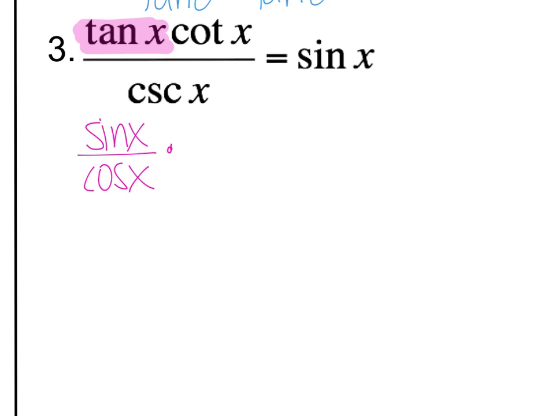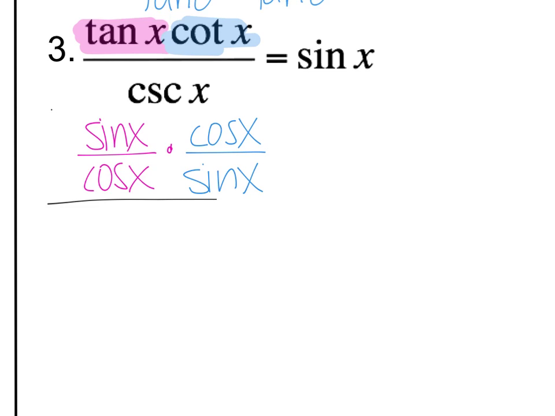times cotangent x is going to change to, whoops, not what I meant to write. Cotangent, if you look on your plate, is cosine over sine. And now this is all over the bottom, which is cosecant x. Cosecant x is going to turn to 1 over sine x.